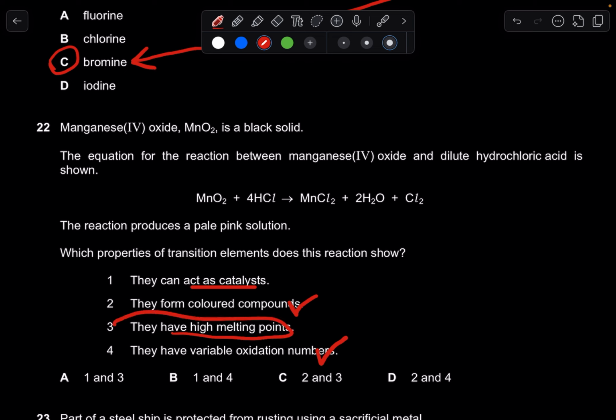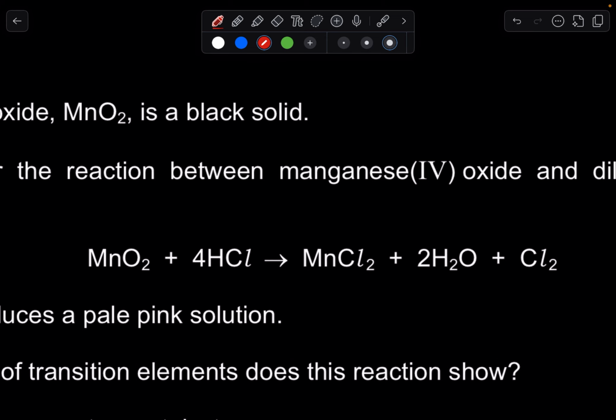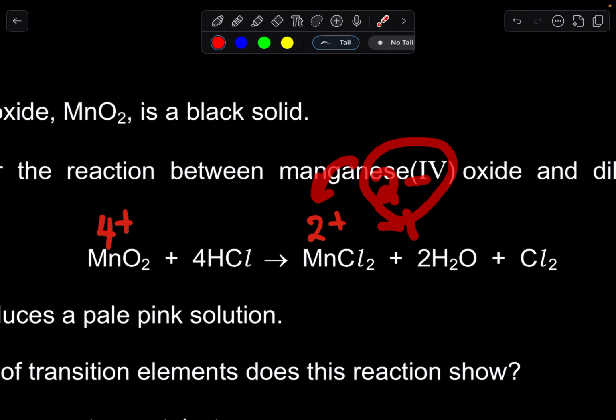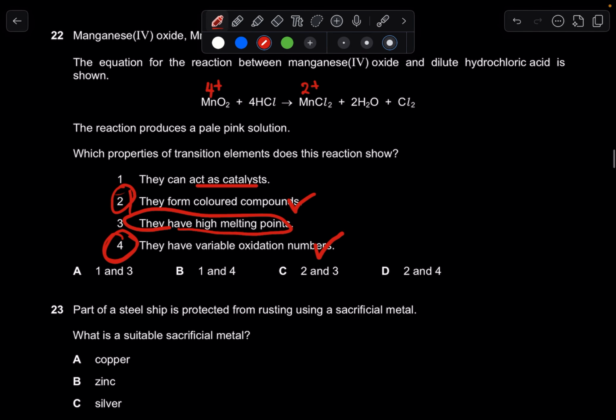Why not high melting points? Because over here, by just looking at the reaction, we cannot tell about that. So why variable oxidation numbers? Over here manganese has 4 plus, and over here manganese has 2 plus. How do I know? Simply look. Oxygen is 2 negative and I have 2 oxygens, so I have a total charge of 4 negative. To balance out a 4 negative, I need a plus 4. And over here I have 2 chlorines. One chlorine has negative 1, so 2 chlorines are going to have a 2 negative charge. To balance out a 2 negative charge, I need a 2 plus charge. So it's going to be 2 and 4, which makes option D.